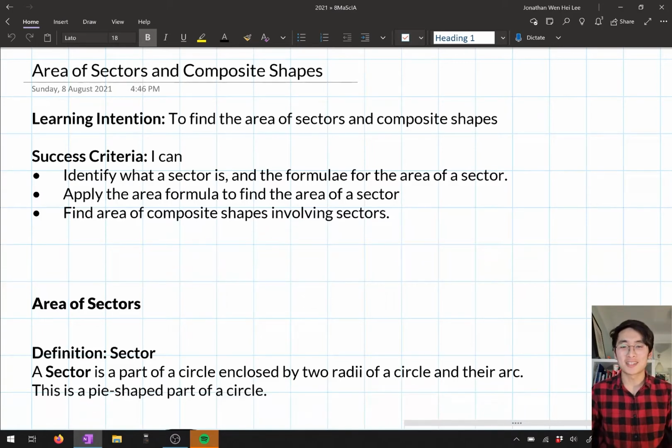Hello year 8 and welcome back to mathematics. In today's lesson we're continuing with our topic of measurement and we're going to be looking at area again. In this lesson in particular we're talking about the area of sectors and composite shapes.